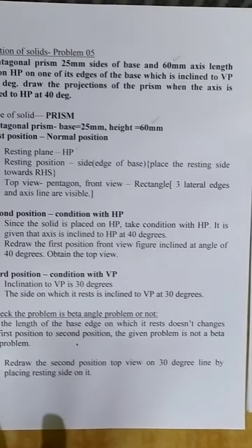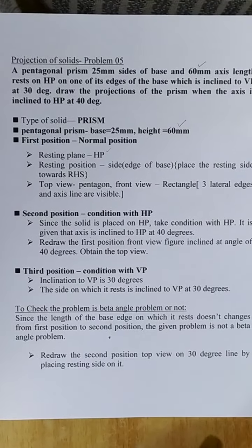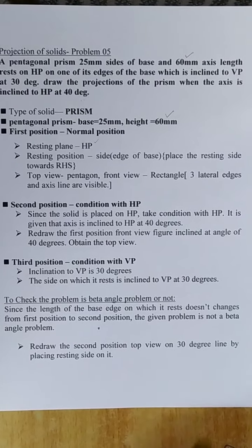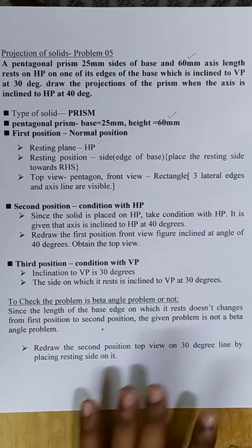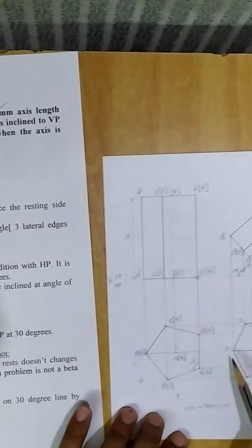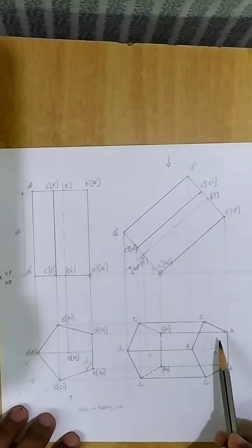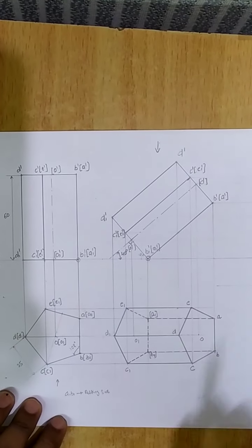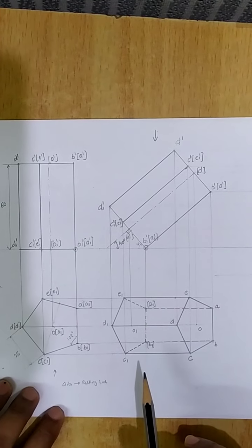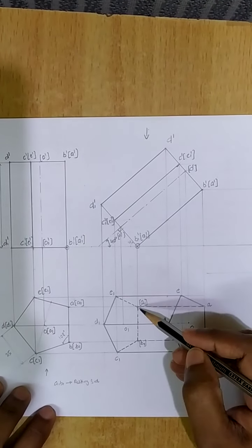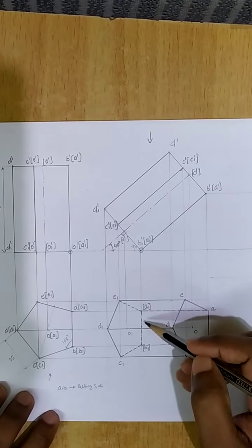Since the length of the base edge does not change from first position to second position, hence the given problem is not a beta angle. Okay. So directly we need to redraw the second position top view. On this 30 degree line, inclination with respect to VP, and on that 30 degree line, we need to place this resting edge, that is A1, B1.